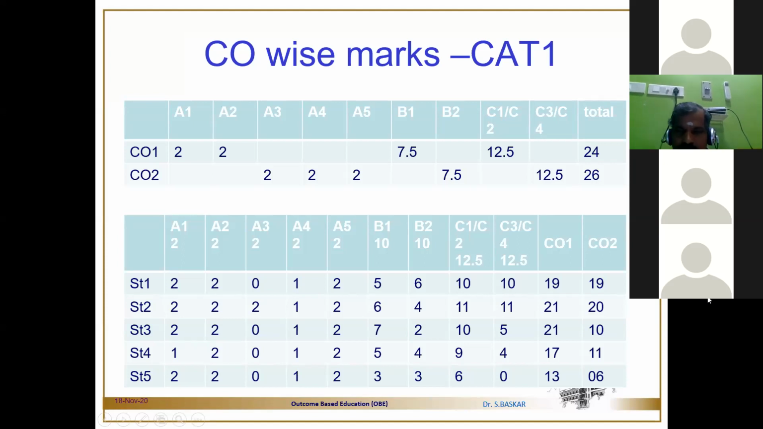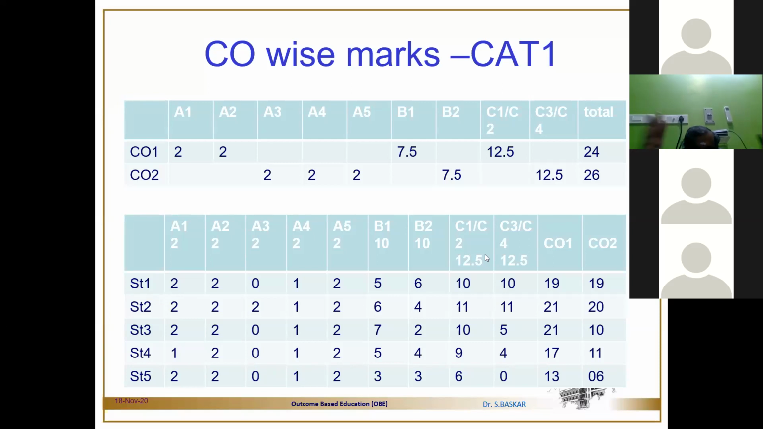Therefore, what is your course outcome attainment for CO2? Based on the previous calculation, can you calculate CO2 attainment now? What is CO2 attainment in percentage? Number of students who satisfy your expectation divided by total number of students. Very good. 40% is very good. Because we have totally 5 students, 2 students satisfy your expectation. 2 by 5 is equal to 40%.